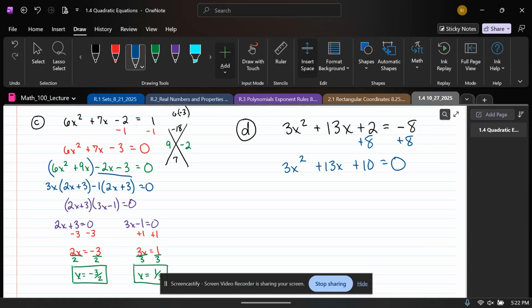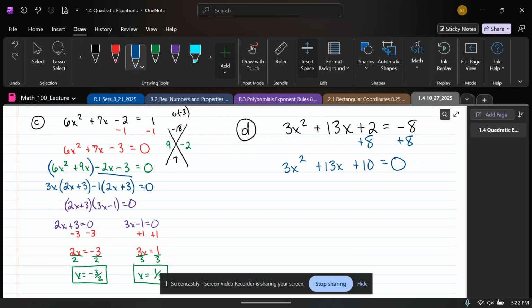If it wasn't in descending order, would you put it in descending order? Yes, absolutely. Right when I looked at the problem, the first thing I would do is rewrite it in descending order before I started doing anything. That will make your life a lot easier if you do that. Okay. And now we can start our factoring.